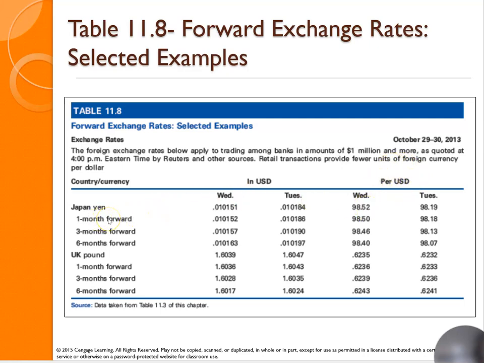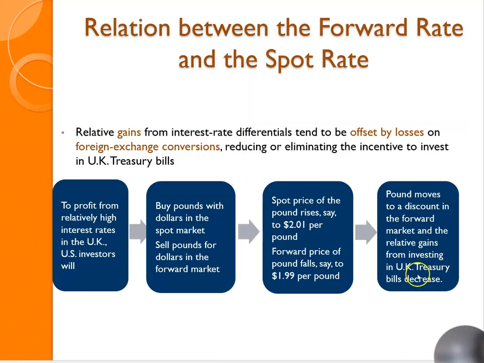This is 1 month forward for a Japanese yen, 3 months forward, or you want to buy it for 6 months forward. If it's a United Kingdom pound, then you want to buy it a month from now, 3 months from now, or 6 months from now. And so these are the rates for Wednesday and for the day before, Tuesday. And again, for Wednesday and the day before, Tuesday.